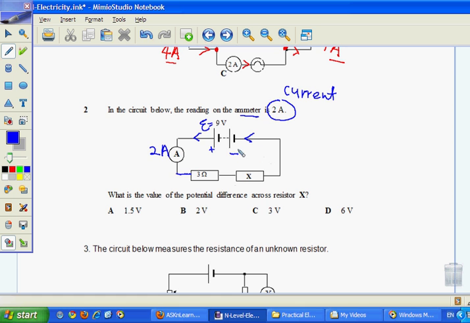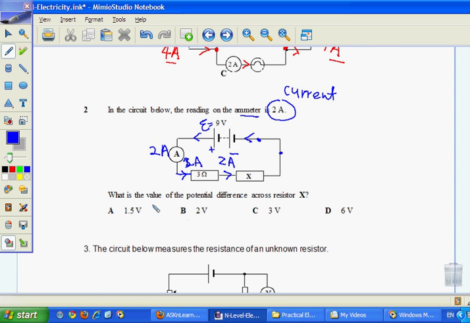So what do we know about a series circuit? In the series circuit, the current that flows through at this end will be equal to the amount of current that flows through X, and also will be the same amount of current that flows through the 3 ohm resistor. So this is a very important concept. The current is the same at any point along the circuit.